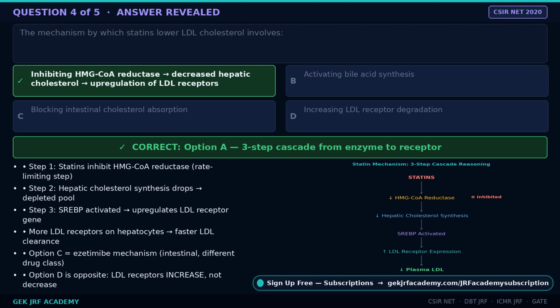Framework. For pharmacology questions, always trace the full cascade from drug target to enzyme inhibition to intracellular signal to gene expression to physiological outcome. Never stop at step 1.